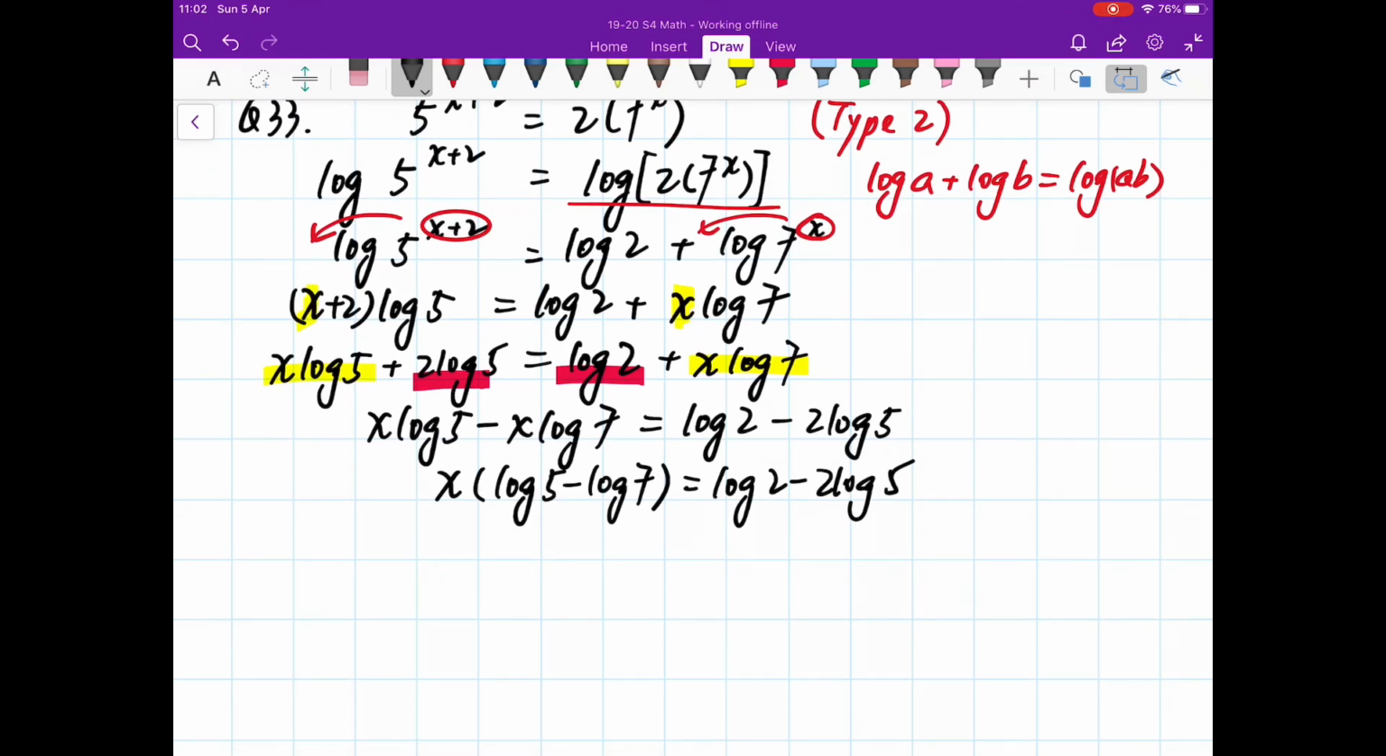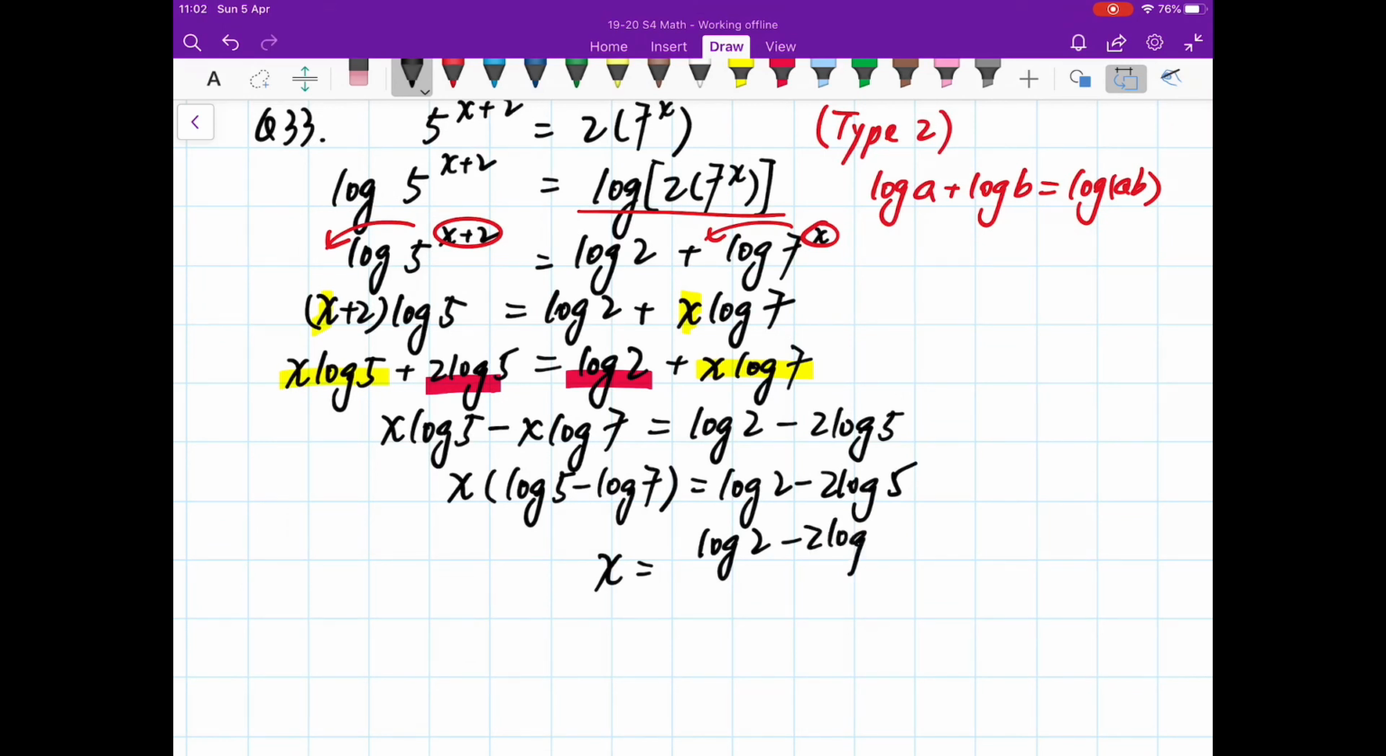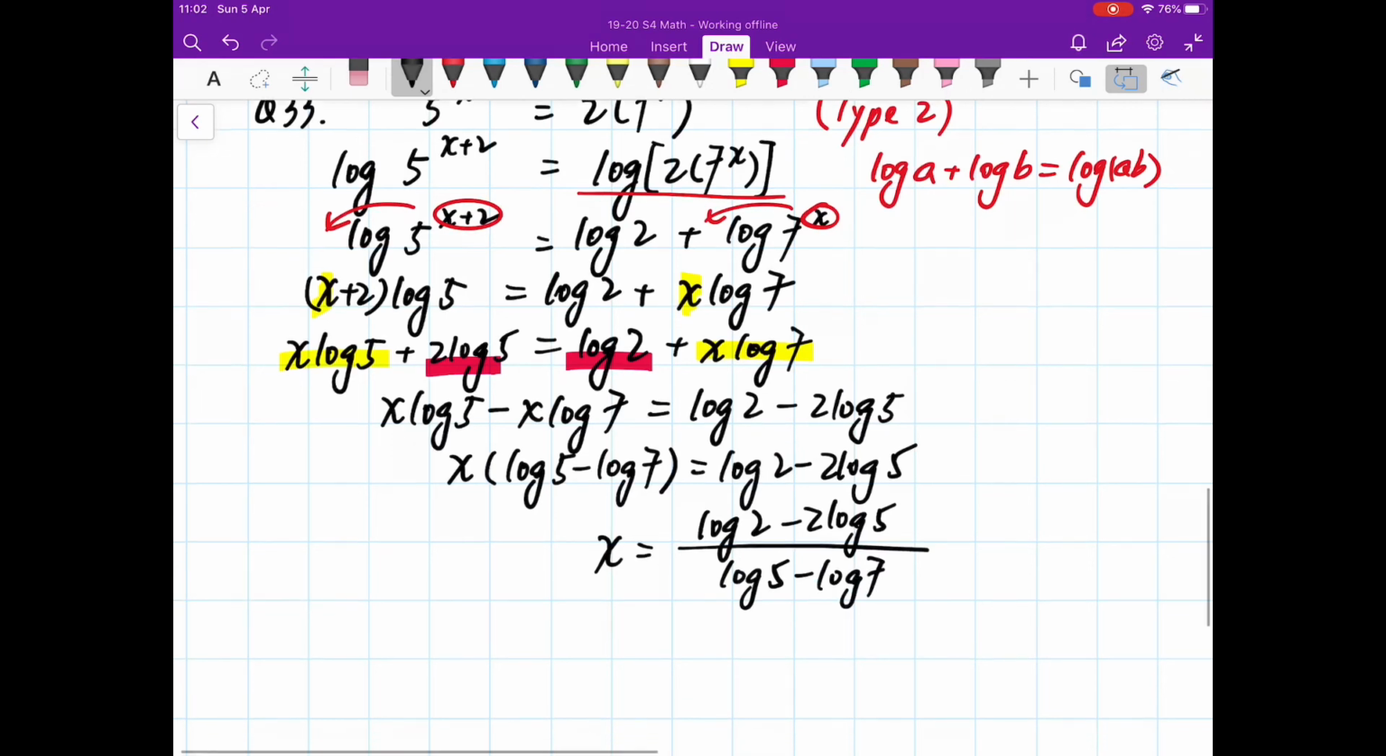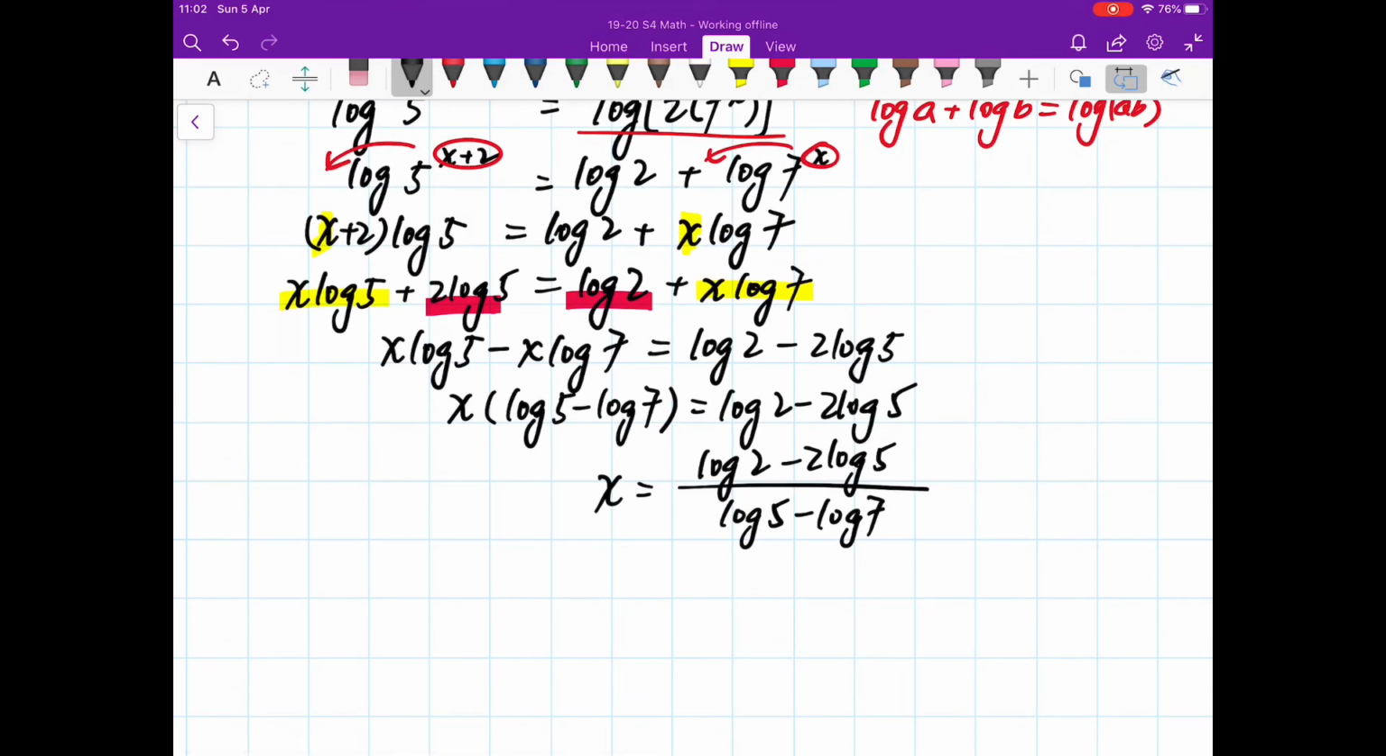And afterwards we can calculate the value of x by putting the log 5 minus log 7 to the right hand side using division. And afterwards, we can calculate the value using the calculator. And the final answer is 7.51, correct to 3 significant figures.